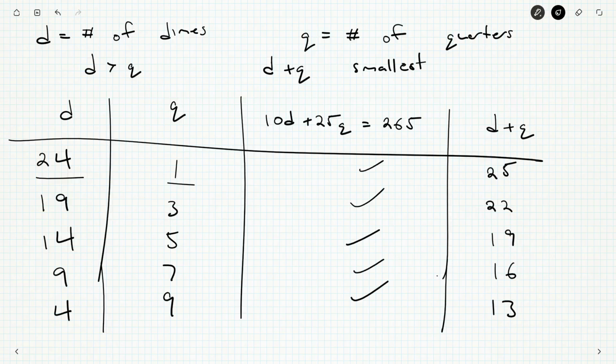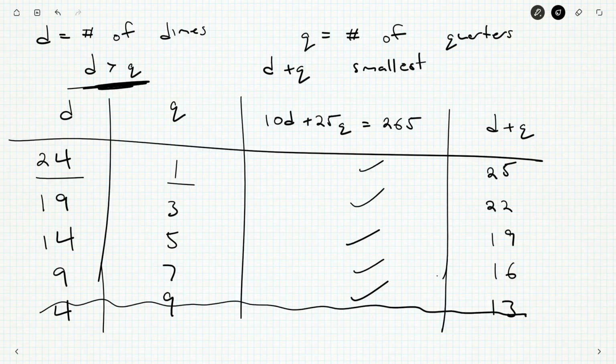And it's less coins, but we've crossed the threshold, and there are actually less dimes than there are quarters. So we've got a bit of a problem. So we don't want to count this one. We're actually going to go with 16 as our answer. That is the smallest number of coins where the number of dimes is still greater than the number of quarters and adds up to 265.